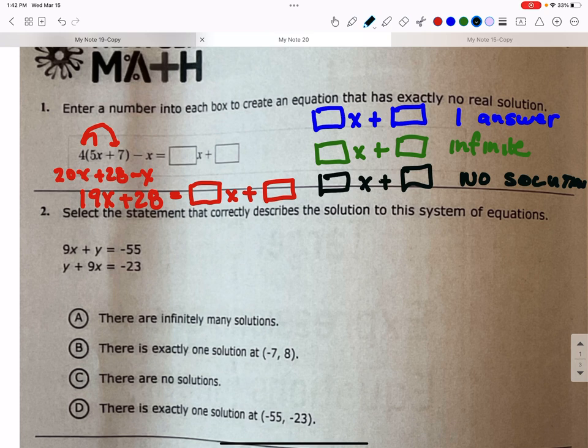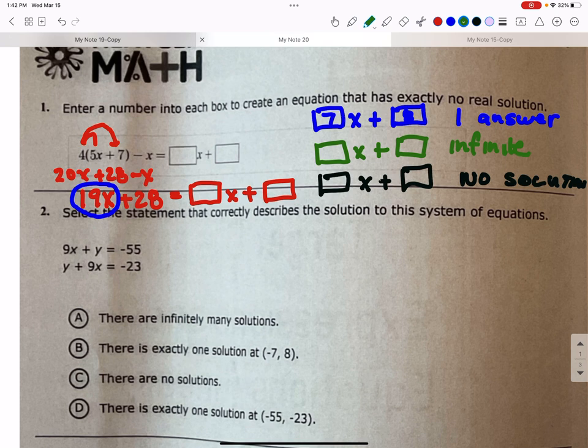So if we want this to have one answer like a normal problem, then we just don't want the x's to cancel out. So we just want to make sure we have something different than 19. So I'll choose like 7. 7x plus anything, plus 8. That'll have one answer. When the x's don't cancel each other out, that's normal.